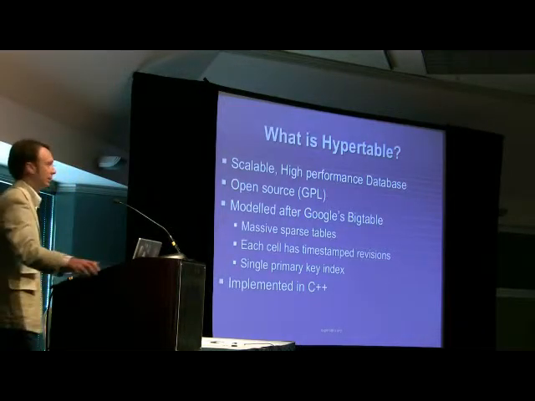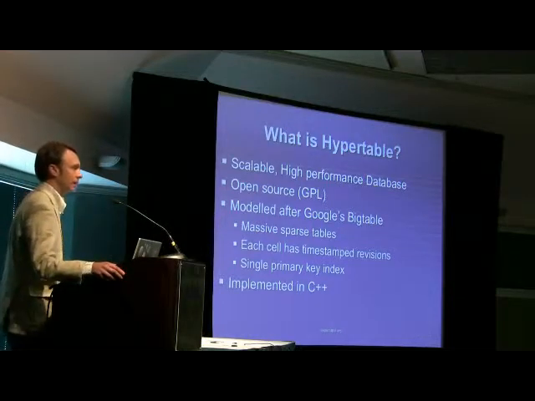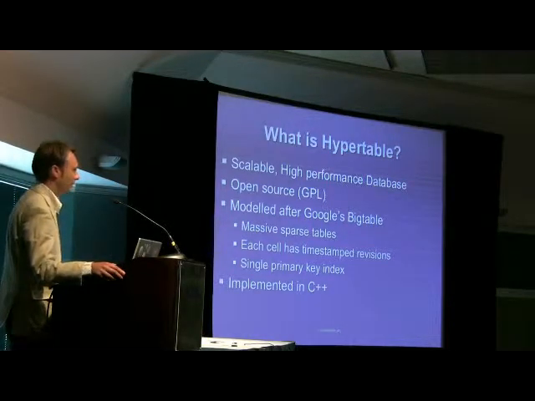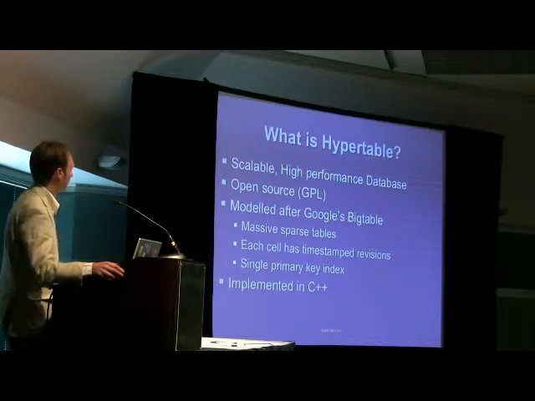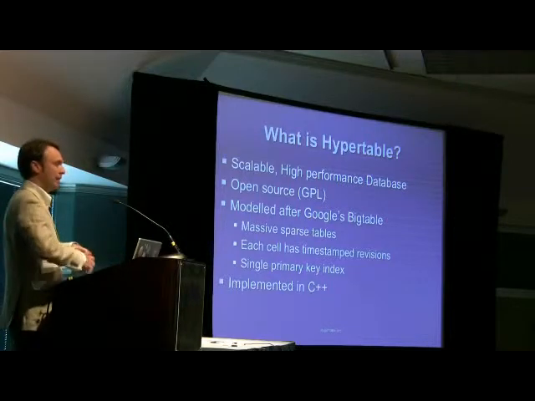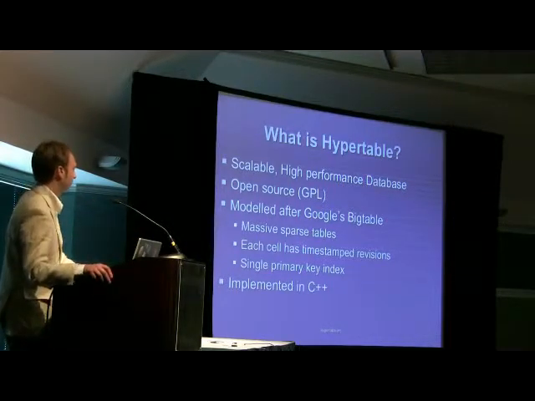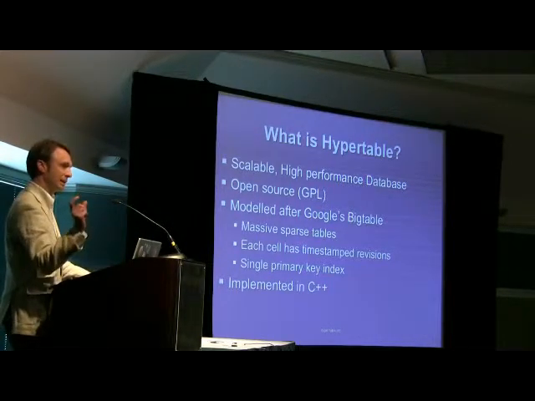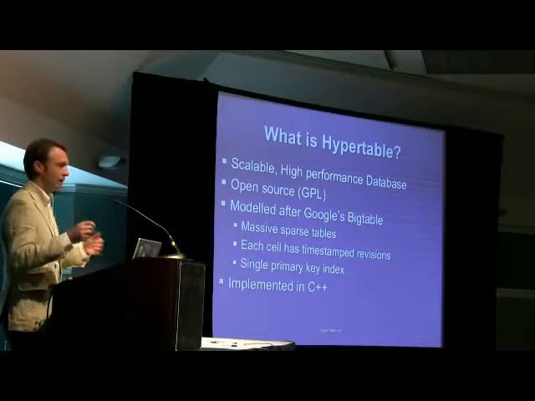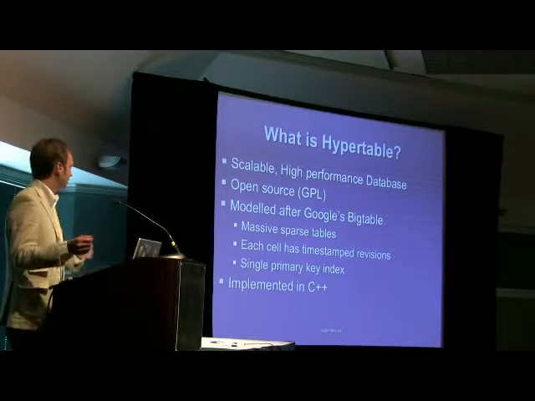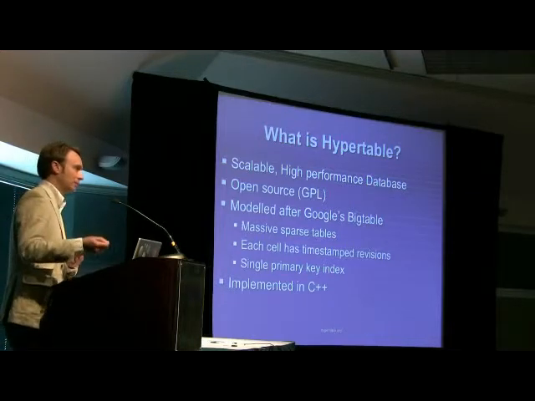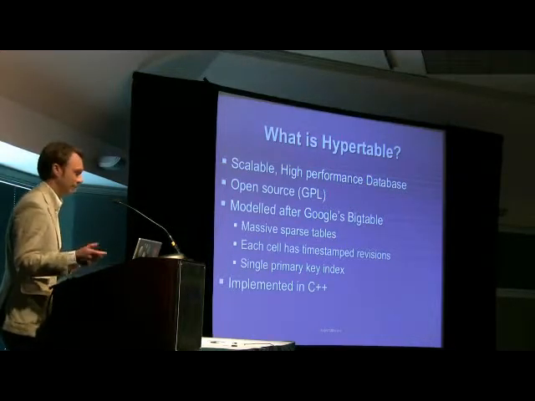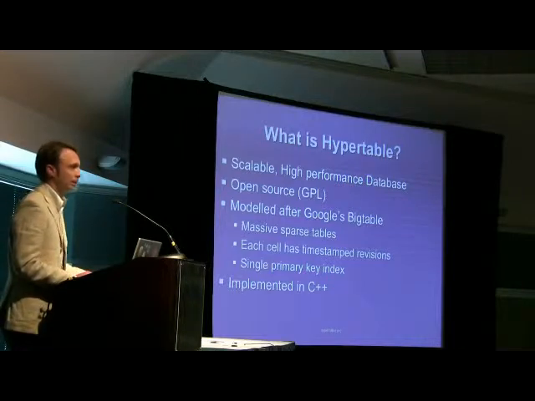So what is Hypertable? Hypertable is a high-performance scalable database modeled after Google's Bigtable. It's open source under the GPL license, and it manages massive sparse tables of information where each cell in the table can have multiple time series revisions. The data in the table is sorted by a single primary key index, and this system is implemented in C++.